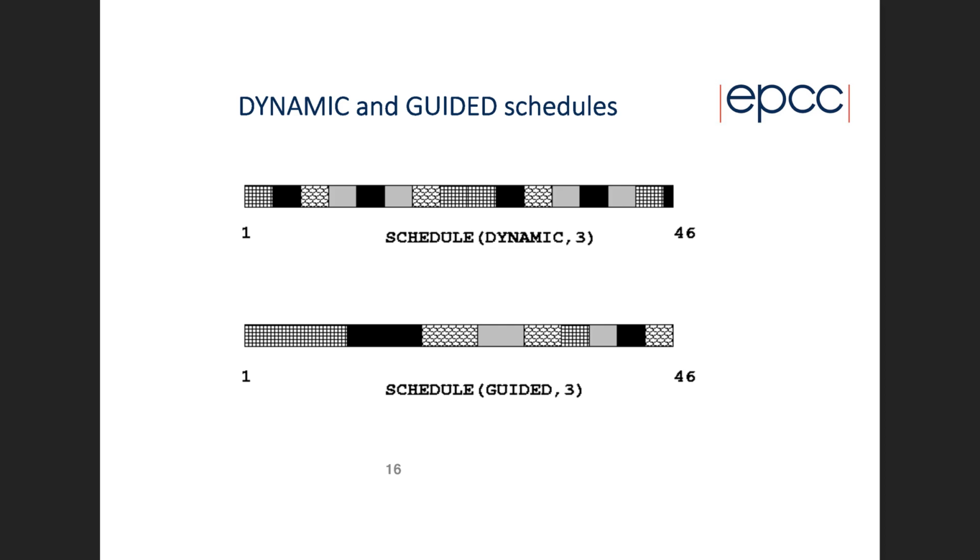So for guided, what happens is that the first chunk is big, and then the chunks get successively smaller and smaller. But again, the first thread to finish, in this case it was thread 2 that did this chunk, picks up the next one in sequence, and so on and so on. And the chunk size parameter 3 here just says that the chunks don't get smaller than 3, except possibly for the last one if things don't divide nicely.